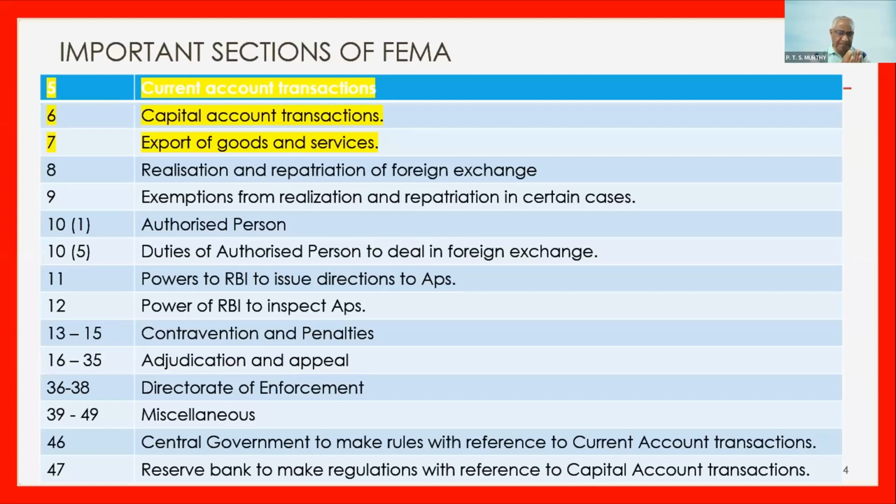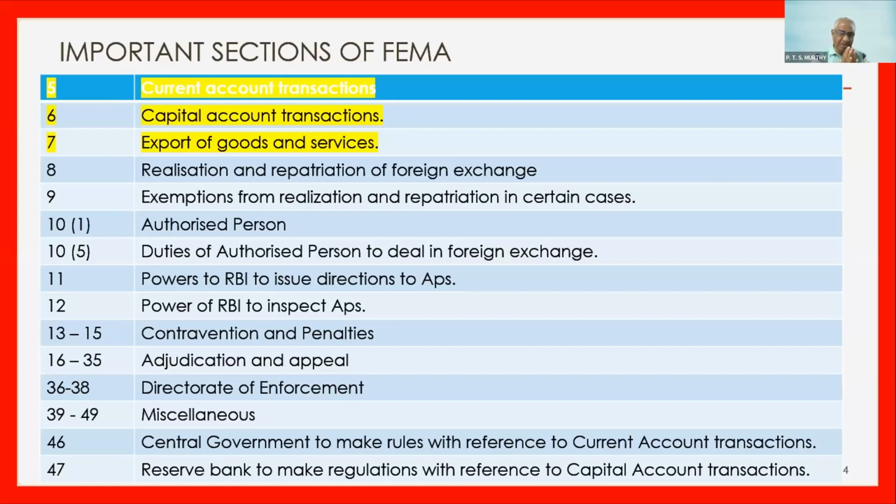Then there is section 7, which says whenever goods are being exported out of the country, the guidelines given to the authorized persons are mentioned in section number 7. In the last examination, they asked this question: which section of the FEMA guidelines governs the export of goods and services? You must be able to remember these sections and the relevant subject, not going too deep into that, but these are very important for us.